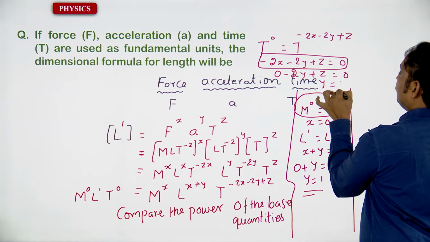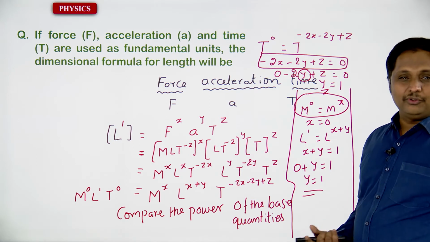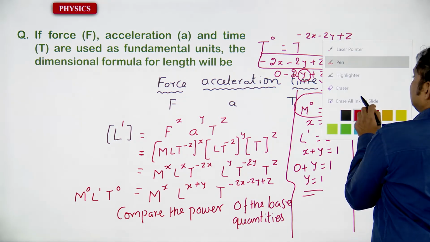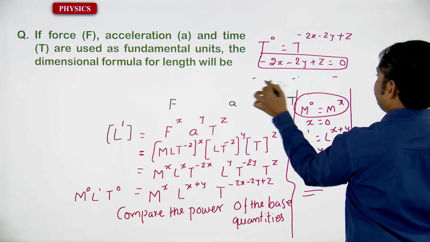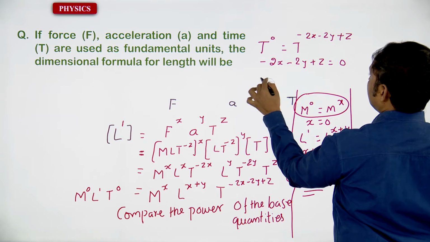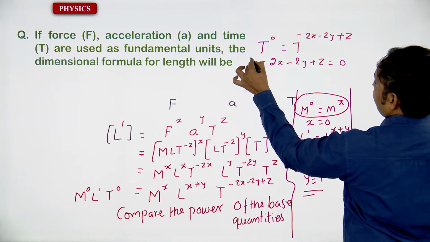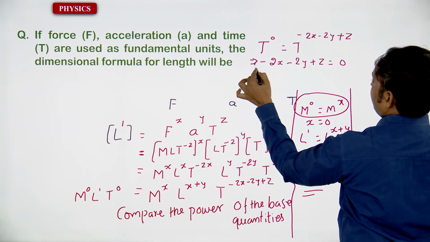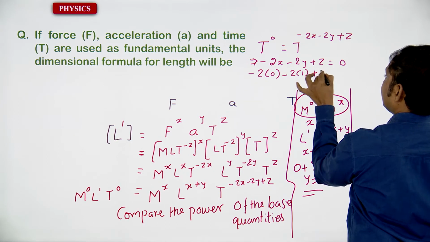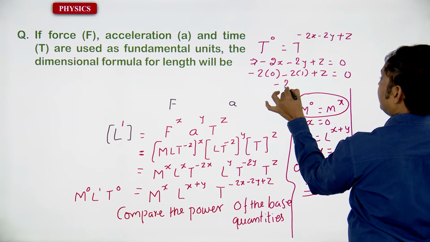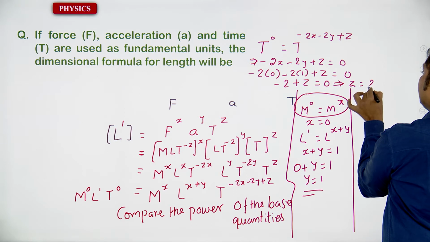Yeah, y is equal to 1. Then if you substitute y is equal to 1, then easily you will solve that. Just you have to erase some part to use that. Yeah, it's very clear. If you are going to get this one, easily you will solve that. That implies minus 2 into 0 minus 2 into 1 plus z is equal to 0. Minus 2 plus z is equal to 0. That implies z is equal to 2.